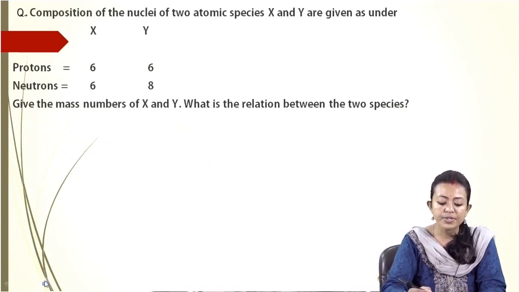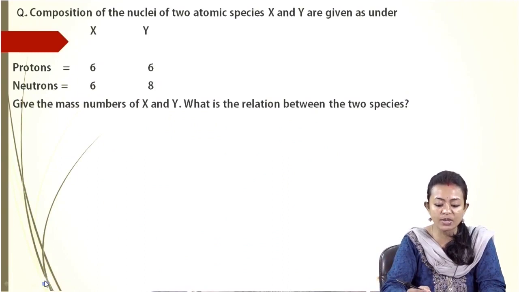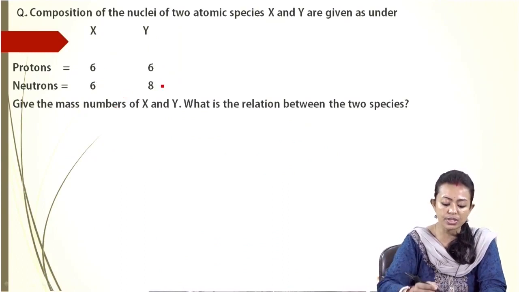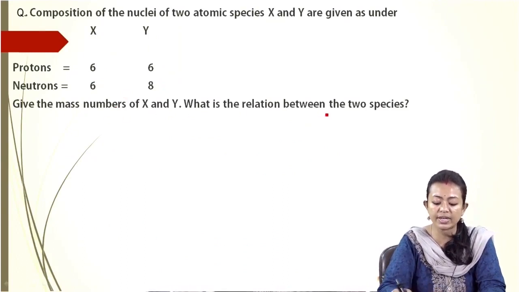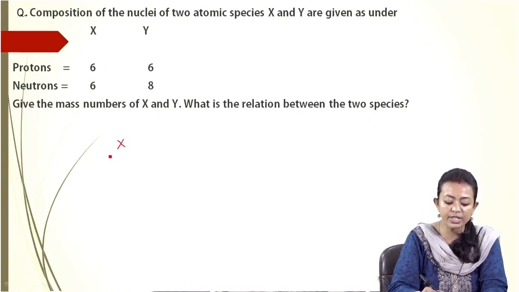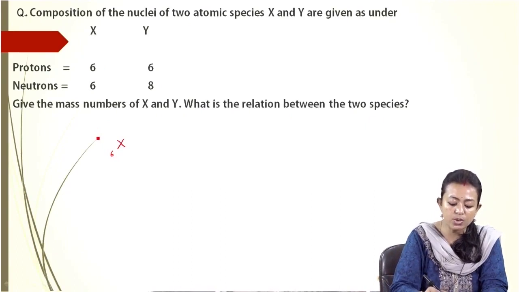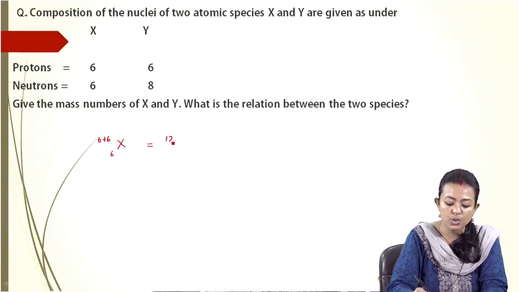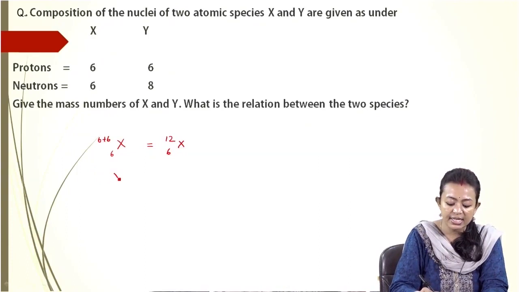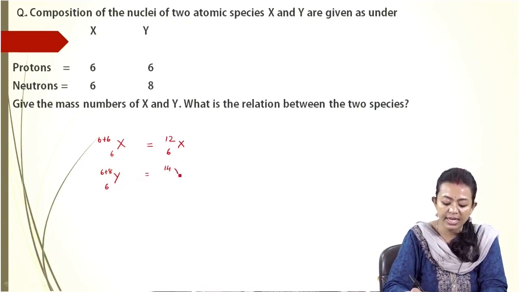Next, the composition of the nuclei of 2 atomic species X and Y are given as under. So we have X with number of protons and neutrons. Give the mass number of X and Y. What is the relation between the species? So if I write X, we write down the atomic number at the bottom, and in case of X, 6 plus 6, that is the mass number, that is 12X6. Similarly, for the second case, that is Y, it is going to be 6 plus 8 and 6. So this is going to be 14X6.